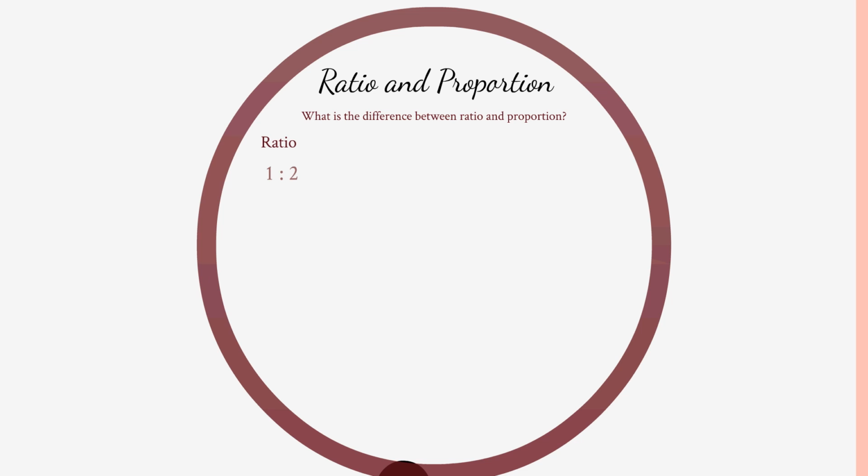So let's talk about ratio first. If I say there is a ratio 1:2, for every, for example, 1 blue star, I have 2 red stars. So we can also write a ratio as a fraction 1/2. For every 1 blue star, I have 2 red stars. If I have another blue star, I will have 4 red stars. So 1:2, 2:4, etc.